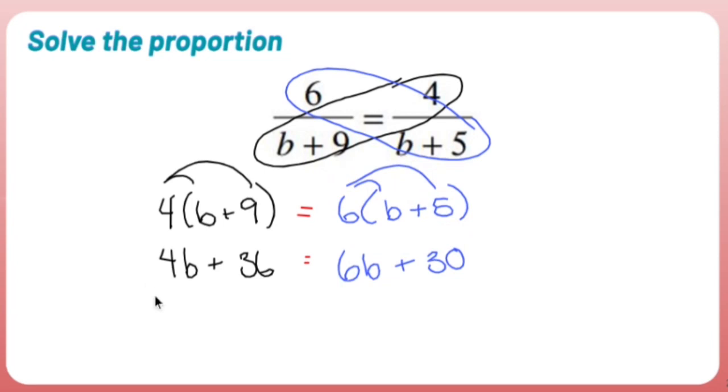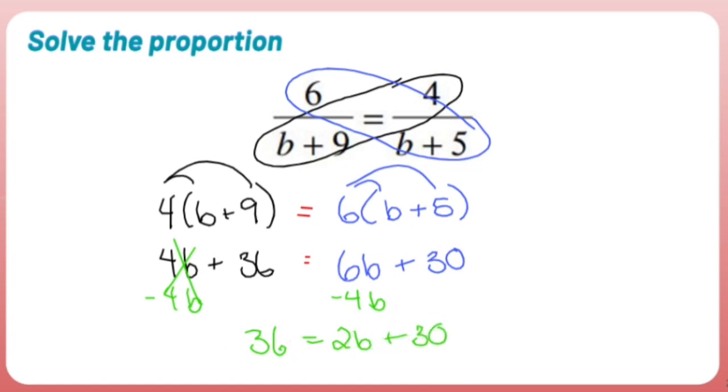So why don't I do this? Why don't I subtract 4b from both sides? Because I like to keep my variable positive. It's not necessary that you do it this way. I'm just doing it. Okay, try and stop me. That gives me 36 equals 2b plus 30.